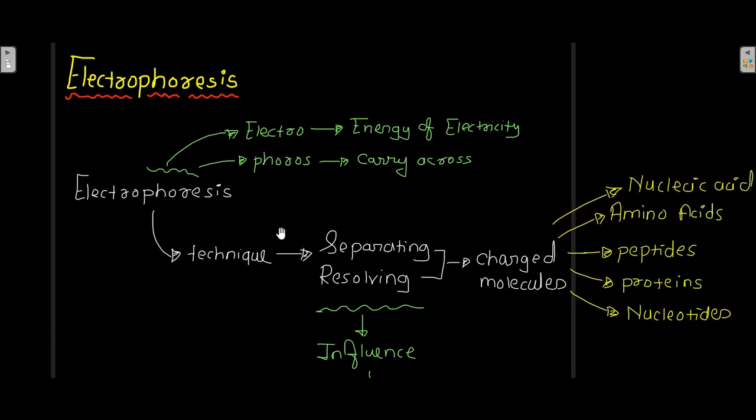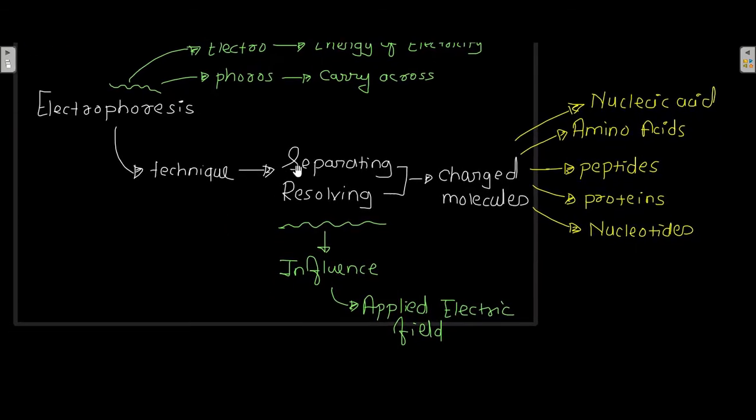Now electrophoresis is a technique by which you separate or resolve charged molecules from a mixture under the influence of an applied electric field. Those charged molecules which you can separate with the help of electrophoresis can be a nucleic acid, amino acid, peptide, protein, or nucleotides. These all are charged molecules which are separated or resolved from a mixture under the influence of an applied electric field.